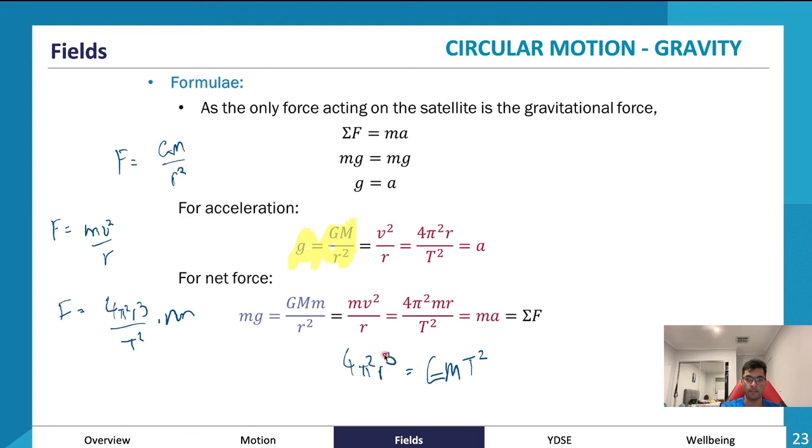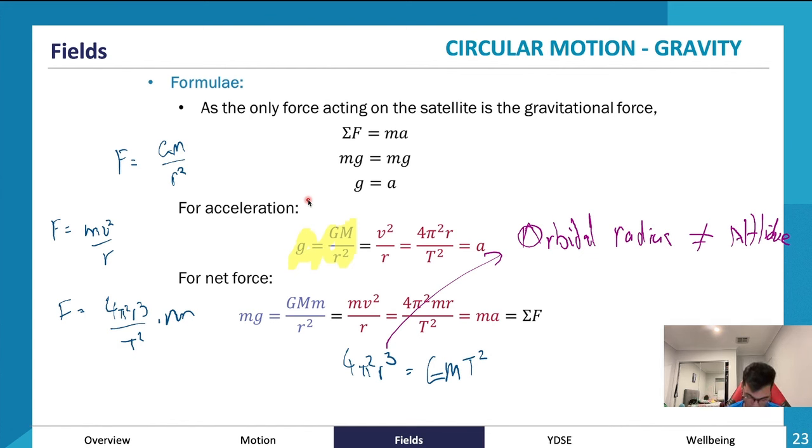So yeah, the inputs to this formula are your radius, keeping in mind that this is your orbital radius and not your altitude. You really want to double check that you've not been given the altitude. If you have been given the altitude, you want to convert that into orbital radius by adding the radius of the Earth, or the radius of whatever planet we are on. Additionally, this formula is not on your formula sheet.